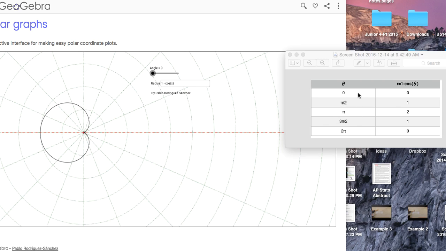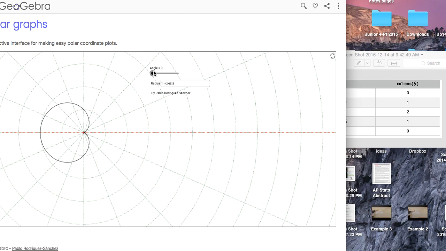So the first thing I've done is I've listed the values of theta, and then I've listed the values of 1 minus the cosine of theta. Now if we come over and look at our graph here, we're just going to trace it out. It's already graphed here for us, but we're going to move the angle. When we start out, r is 0, because the cosine of 0 is 1, and 1 minus 1 is 0. And then watch as my radius grows.